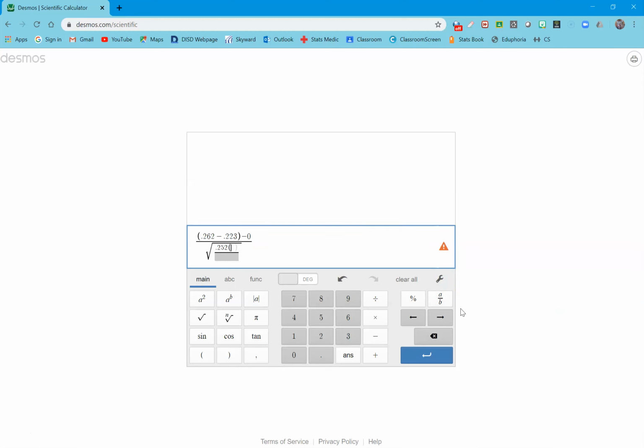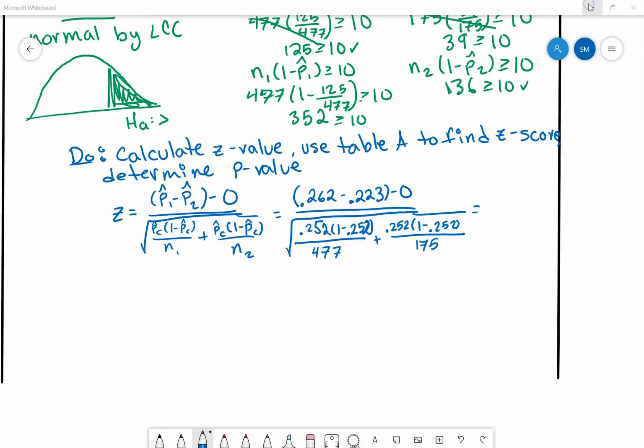0.252 times 1 minus 0.252 over 477 plus another fraction, 0.252 times 1 minus 0.252 divided by that sample size, which is 175, and you get 1.0164. I'm going to put that as 1.02. So now what we have to do with that is we have to go into table A and figure out what the z-score is.